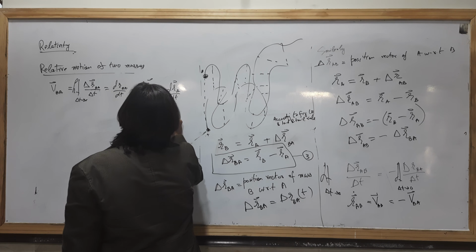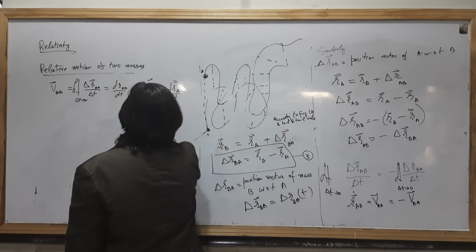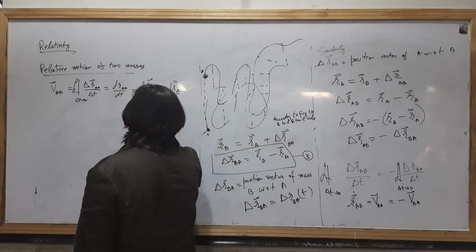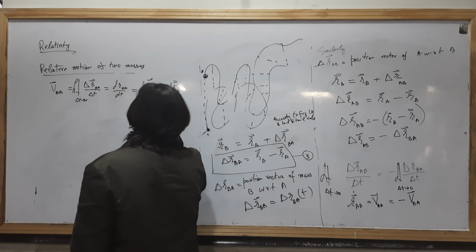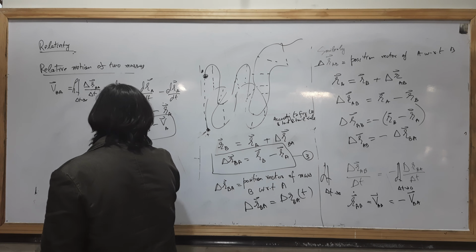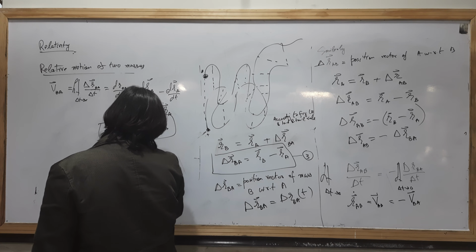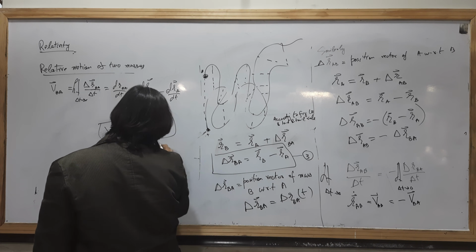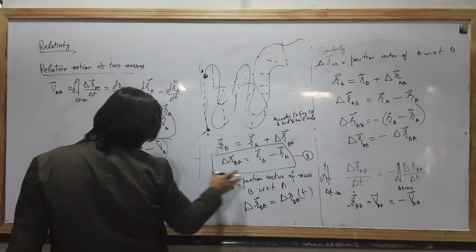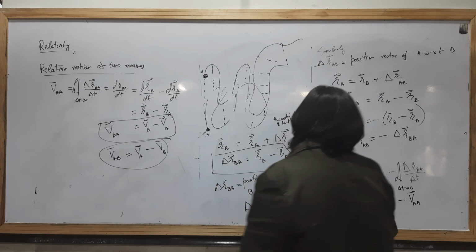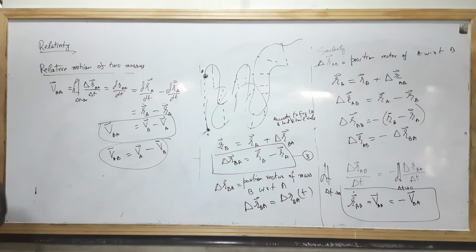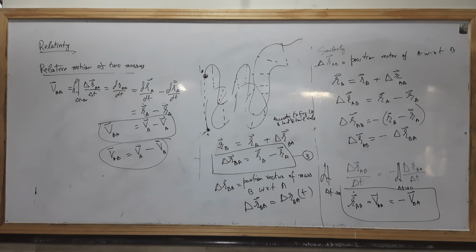RB dot minus RA dot, so this will be VB minus VA, so this is VBA. And VAB is VA minus VB. So these were the two results, and we have already proved that both velocities have the same magnitude but opposite direction. So that was the result.